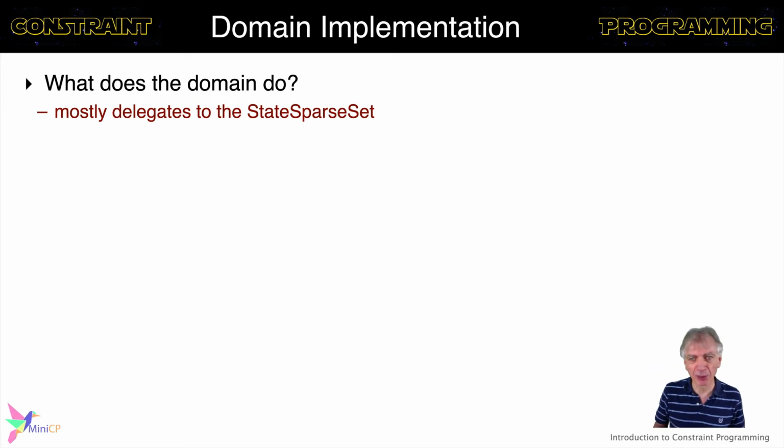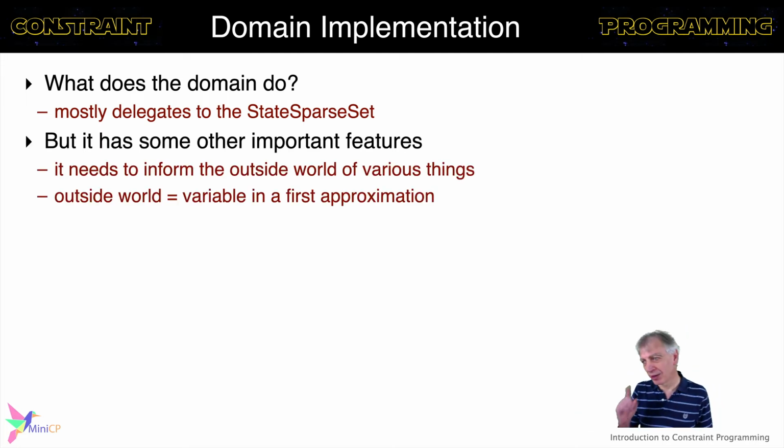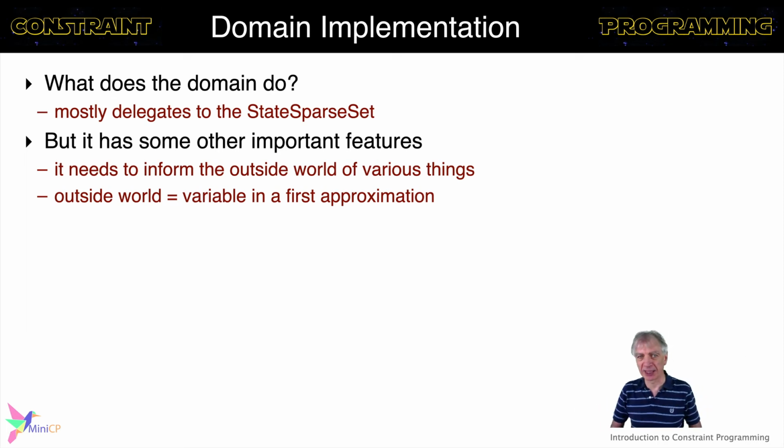So mostly what the domain is going to do is delegate all these operations to the sparse set. If I want a sparse set domain, what I'm going to do is delegate most of the thing to the state sparse set. Okay, but the domain has also some very important features, and we discussed them when we were discussing the fixed point implementation, right? So it has to inform the outside world of various things.